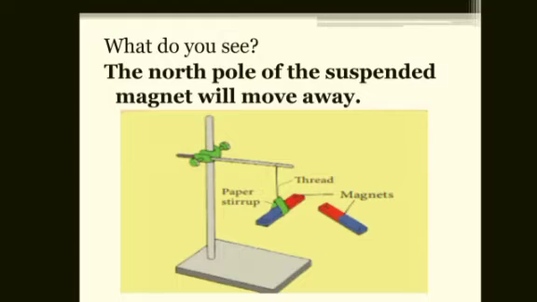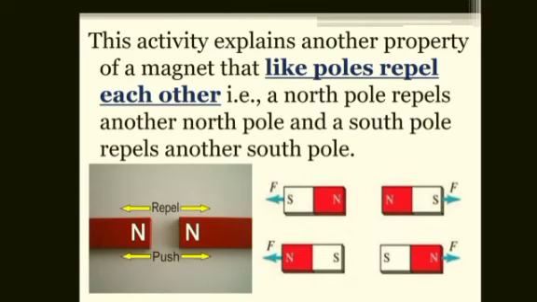So what happens when the north pole of the magnet is brought to the north pole of the suspended magnet? The suspended magnet will move away. Why does this happen? This activity explains another property of a magnet, that like poles repel each other. That is, a north pole repels another north pole and a south pole repels another south pole.